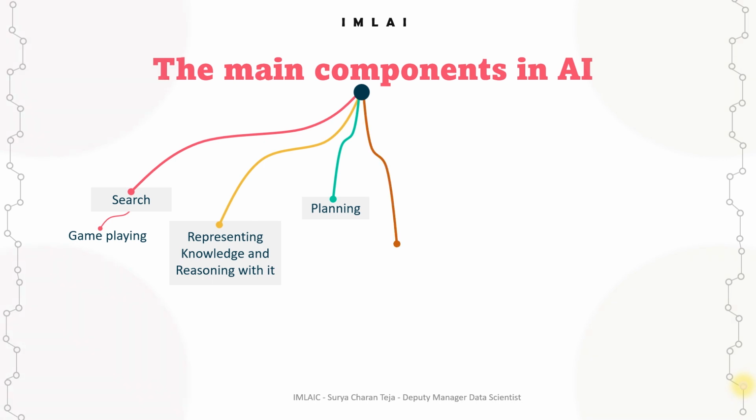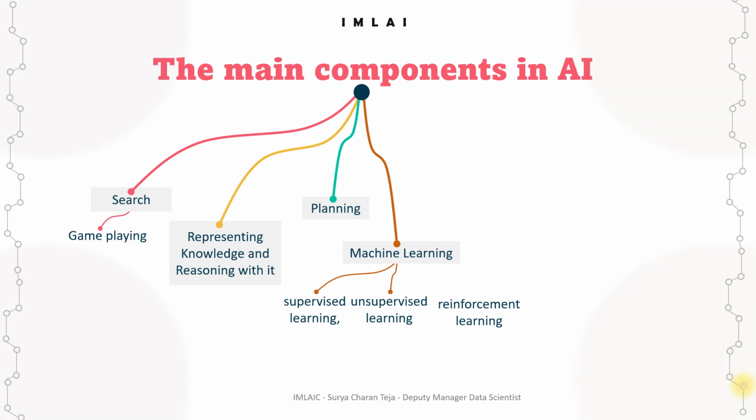Then we have learning. In short, we call it machine learning. Machine learning algorithms enable AI systems to learn from data without being explicitly programmed. There are different types of machine learning, including supervised learning, unsupervised learning, and reinforcement learning. Examples of machine learning applications include image recognition, speech recognition, and natural language processing. For example, a speech recognition system might use machine learning to improve its accuracy by learning from a large data set of audio recordings.